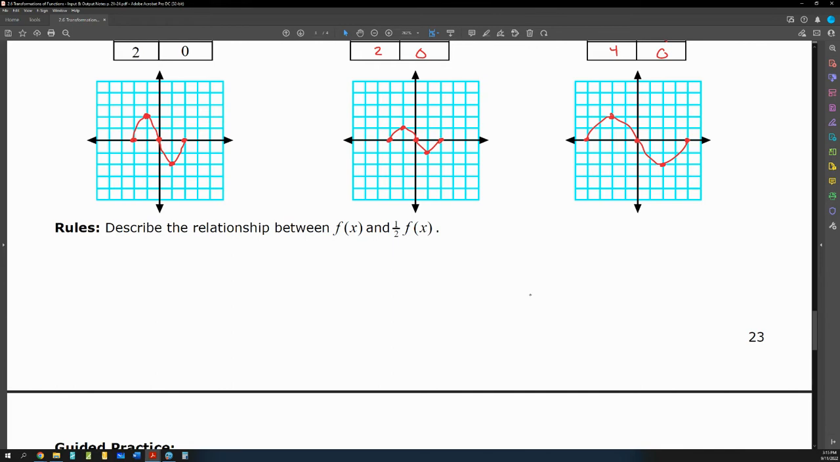Okay, so the relationship between f of x and 1/2 f of x is that 1/2 f of x is f of x compressed vertically by a factor of 1/2.